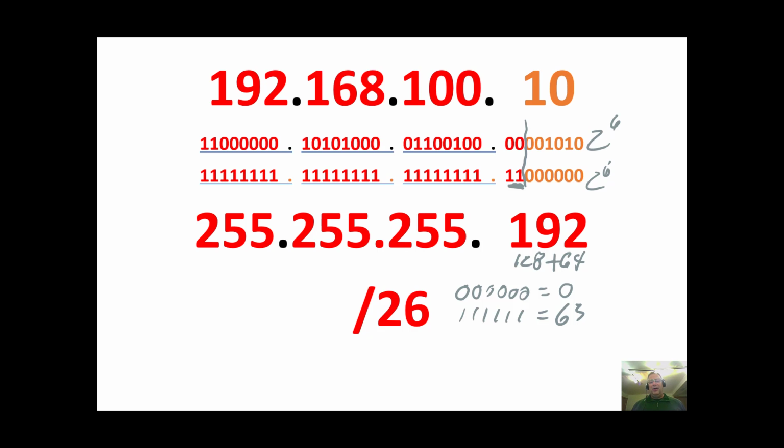And that would mean that the number 10 would now be in a network where the network ID is going to be 192.168.100.0, and the broadcast ID would be 192.168.100.63. Great. That's pretty cool, we've shrunk the network down by half again.